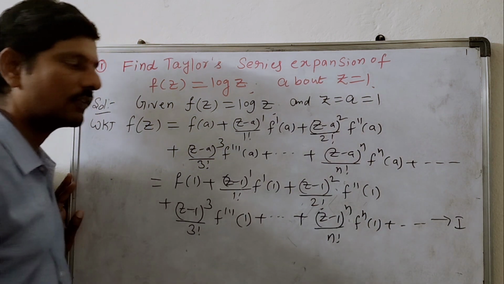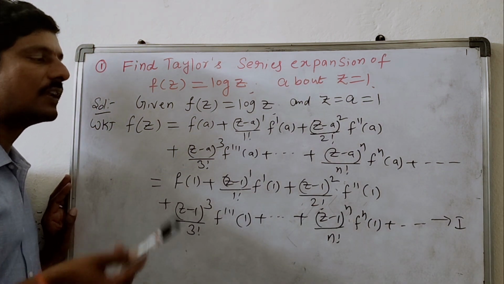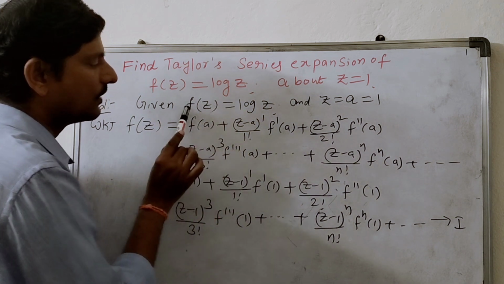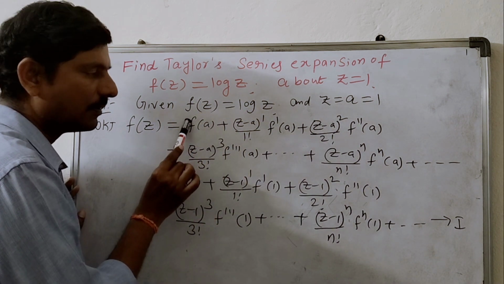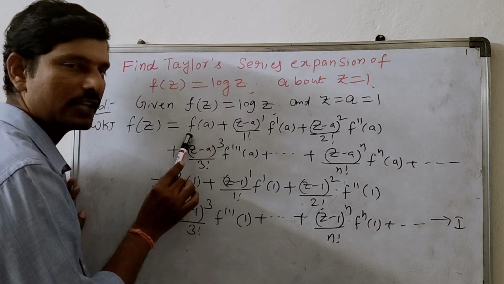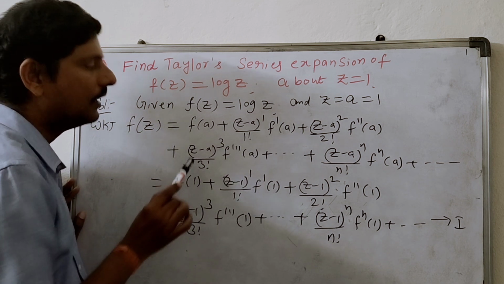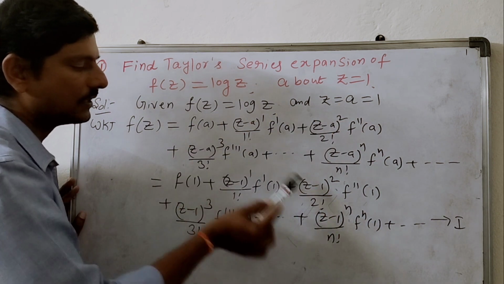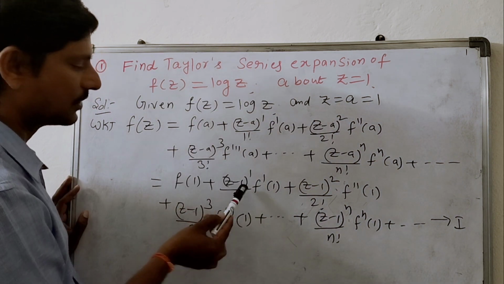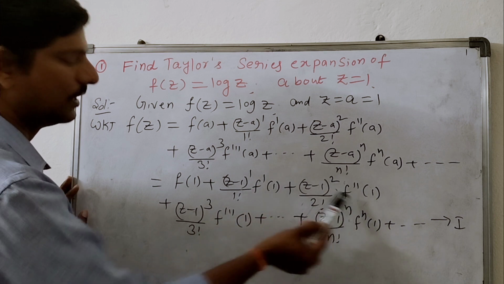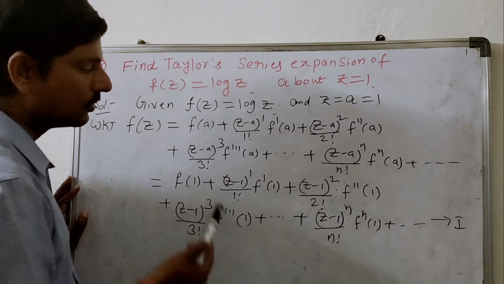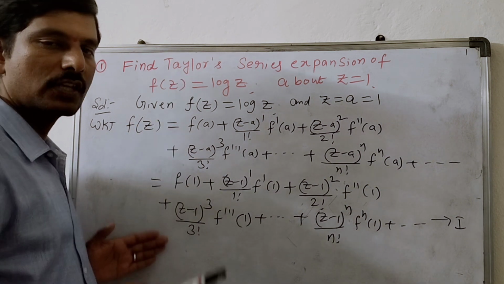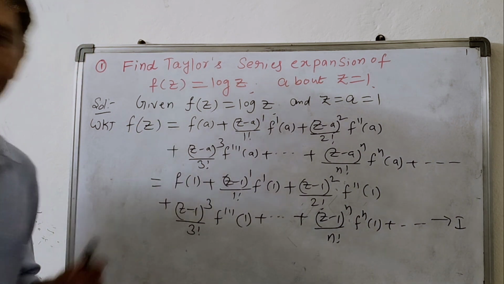Okay, so this is equation number 1. Now what is our next step? We have to find, for the given f of z, first f dash z, then f double dash z, and then f triple dash z, and so on. In the places of z we have to write 1. We will get all these values: f of 1, f dash 1, f double dash 1, f triple dash 1, and so on. We substitute all these values in equation number 1, and we get the expansion of the Taylor series. Okay, clear?